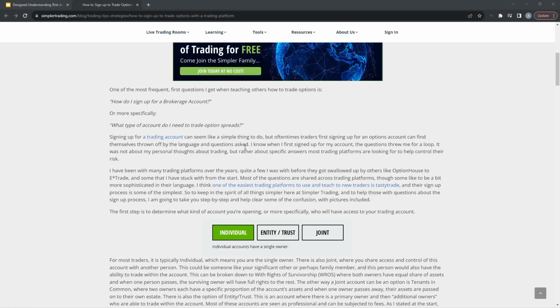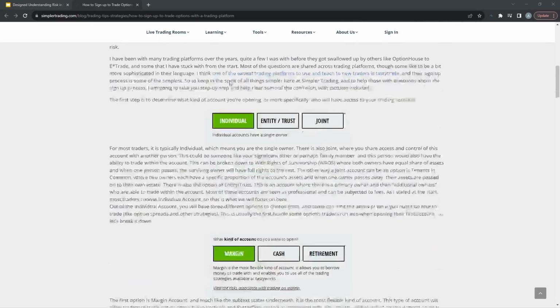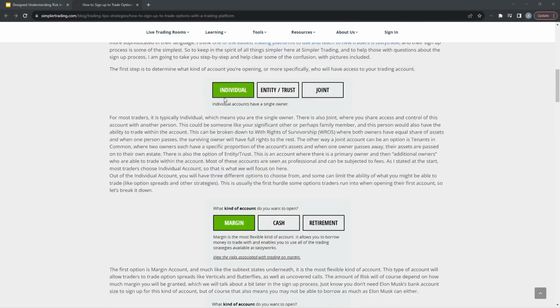The first step is to determine, of course, what type of account you're opening, or more specifically, who will have access to your trading account. Now, for the majority of us traders, it will be an individual account, right? Where it's just us who is the owner of the account and that will have access to it. But there are different types of accounts you can consider, like an entity or trust account, or even a joint account. A joint account, of course, is where you share access and control of the account with another person.